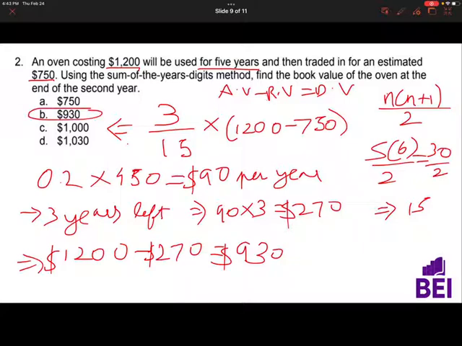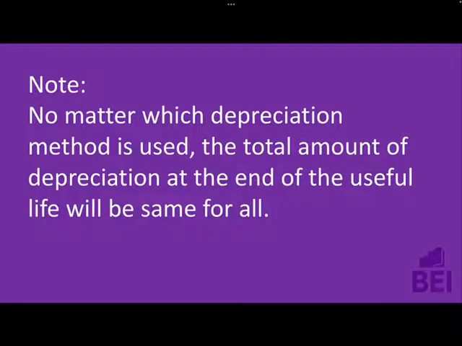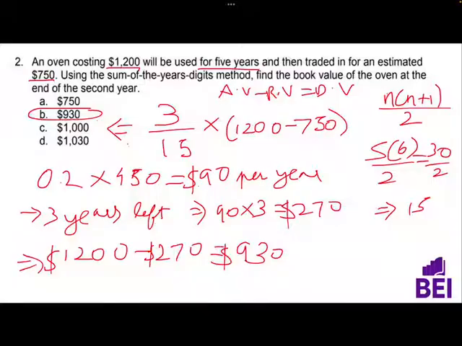Let's move on. We have a note here. So it says, no matter which depreciation method is used, the total amount of depreciation at the end of the useful life will be same for all. For example, at the end of the 5 years, the same depreciation amount here is going to be the same as in straight line methods. So total depreciation is always going to be same no matter what method you use.